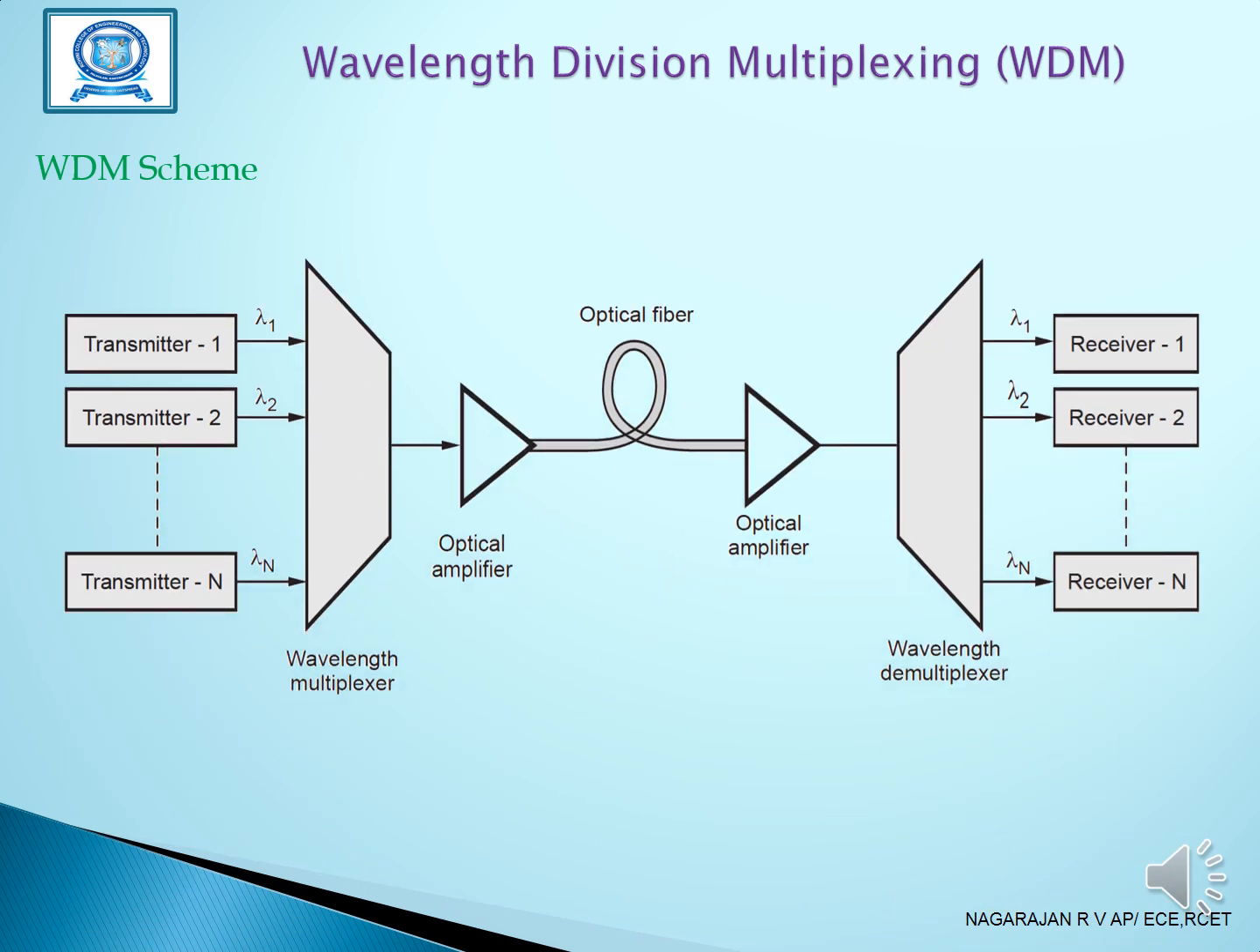Here the transmitter outputs are combined together. It is a wavelength multiplexer that combines the wavelengths and gives them to an optical amplifier, and then the optical amplifier output is given to the receiver side. Next, on the receiver side, we have a wavelength demultiplexer. Here is a multiplexer, here is a demultiplexer. So each receiver receives the appropriate wavelength signal of WDM.